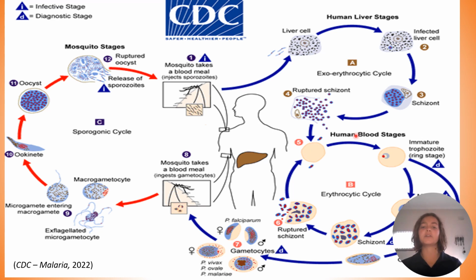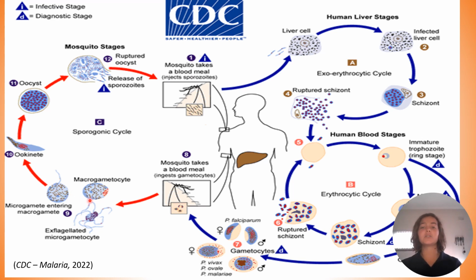Some of the parasites undergo sexual reproduction, which allows them to become gametocytes. So the gametocytes, the male gametocytes, which are microgametocytes, and female gametocytes, which are macrogametocytes, are ingested by the female Anopheles mosquito during a blood meal. The parasite's multiplication in the mosquito is known as the sporogonic cycle. While in the mosquito's stomach, the microgametes penetrate the macrogametes, generating zygotes.